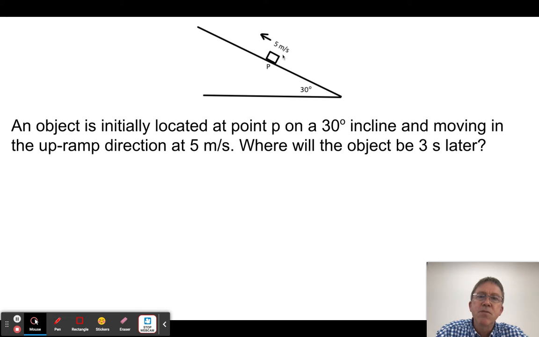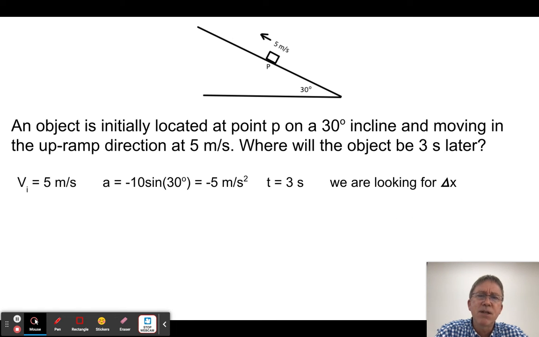The object is initially moving up the ramp at 5 meters per second, and I've been asked to figure out where the object will be 3 seconds later. So let's look at what I know here. Okay, I know it's accelerating. I know the initial velocity, and I'm asked about where it's going to be, which is displacement, and time. So I think I know which kinematic equation I'm going to have to look at.